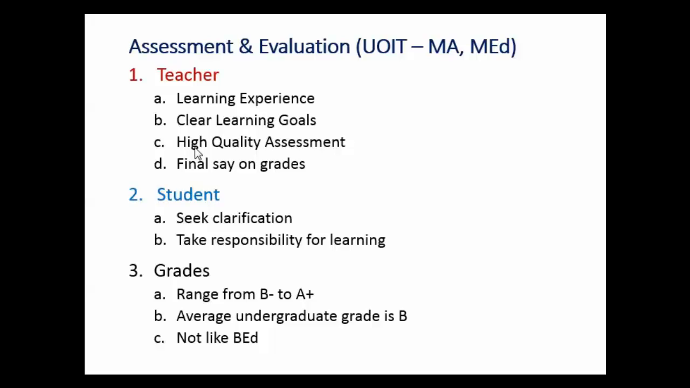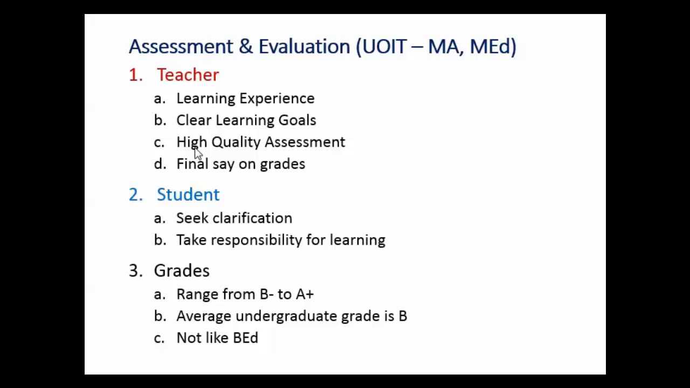Now, what folks might be worried about is grades. Some students are very conscious of grades and want to excel, and there's nothing wrong with that. But I want to give you the parameters here. In a graduate program, the range of grades for pass is B minus to A plus. Anything lower than a B minus is not a pass. So that's the range. It's a relatively narrow range.